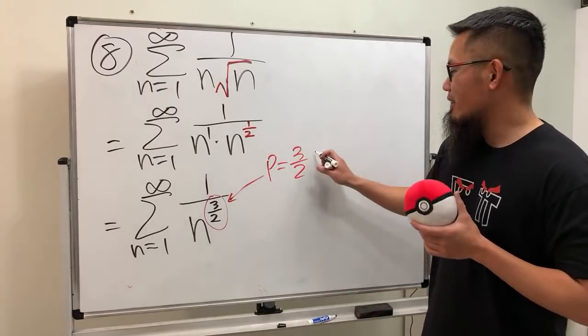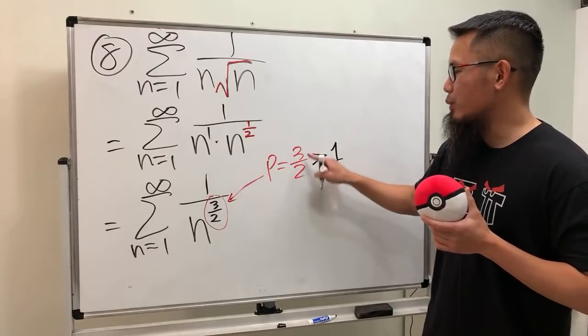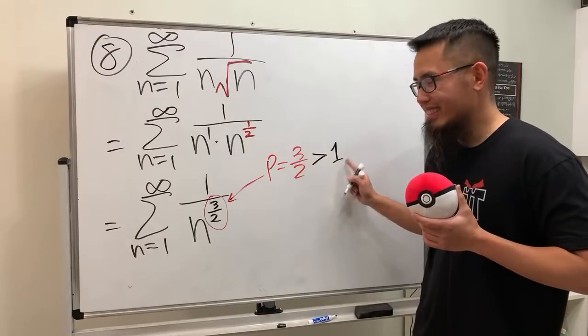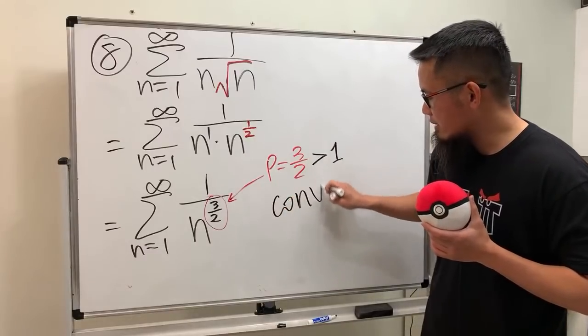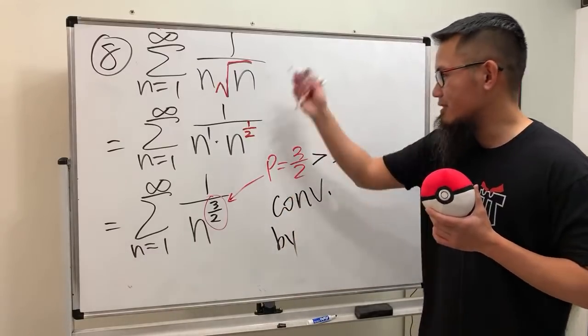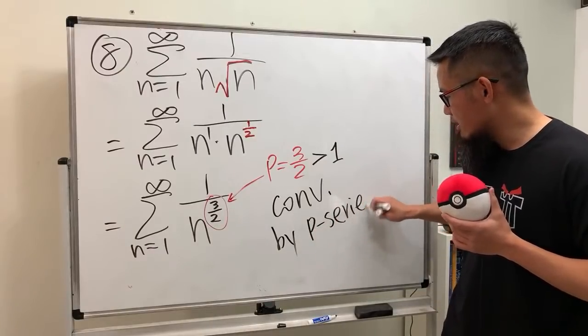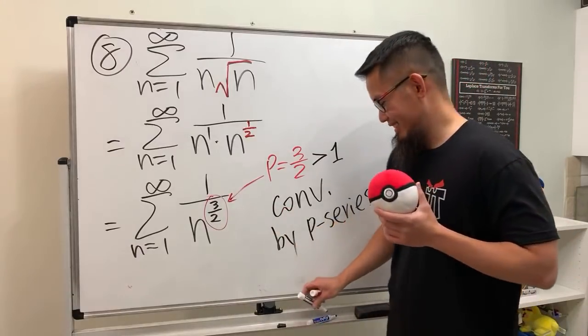Anyway, this right here is greater than 1. Again, don't just say p is equal to 3 over 2. You will have to say 3 over 2 is greater than 1. Therefore, you know this right here converges. And because this is the only question, we'll say by p series. And with that, we are done.